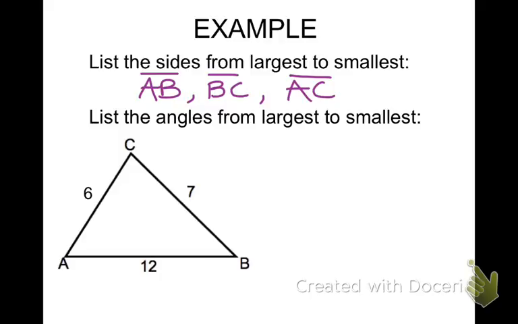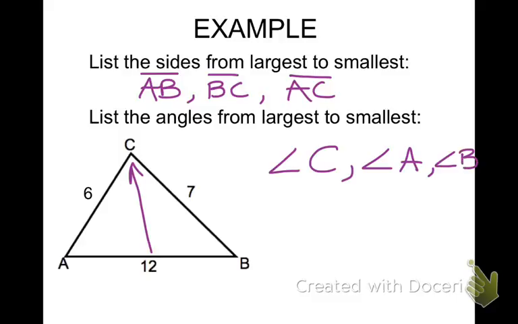So we have to think about the relationship between the largest side, side AB, and the angle opposite of it. If I go to the angle opposite of side AB, that gets me to angle C. So if AB is the largest side, then it would follow suit that angle C would be the largest angle. What would be the next largest angle? Angle A, good. And my smallest angle would be angle B, good.